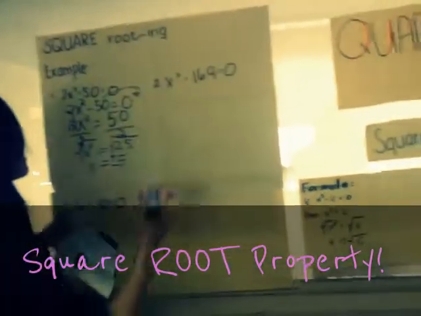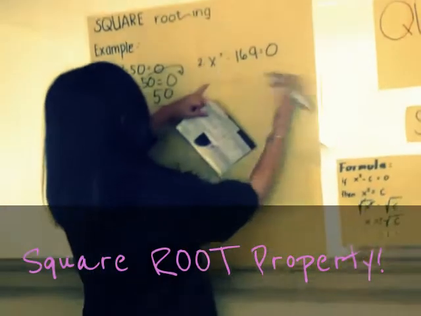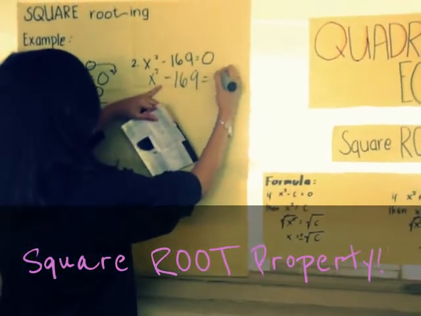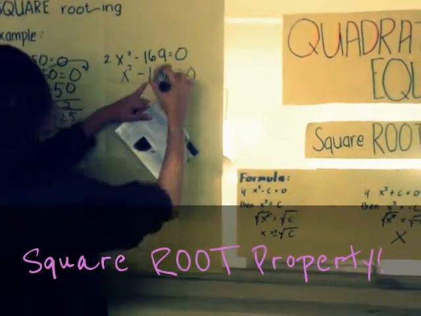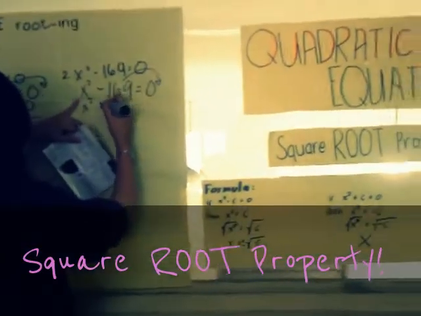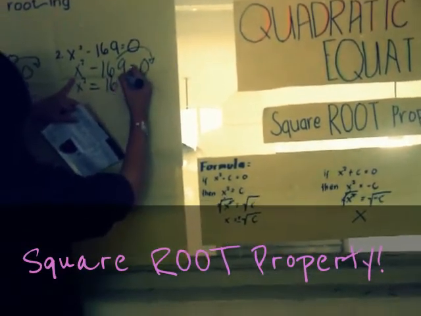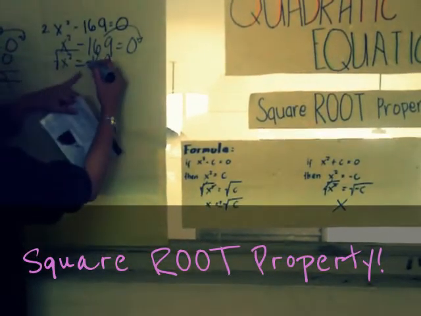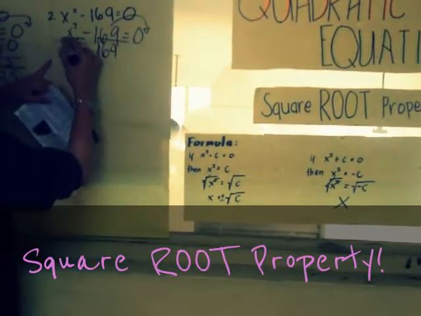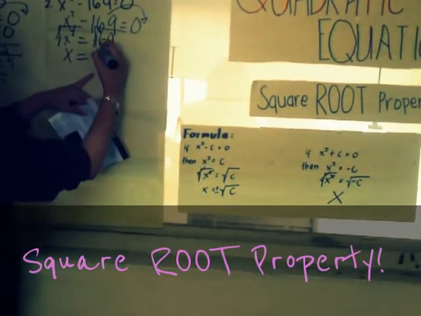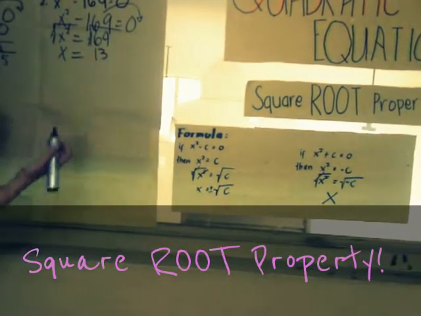Second is x squared minus 169 is equal to 0. Transfer 169 to the other side, making it x squared is equal to 169. Apply square root again. Cancel it, and x is equal to 13 plus or minus.